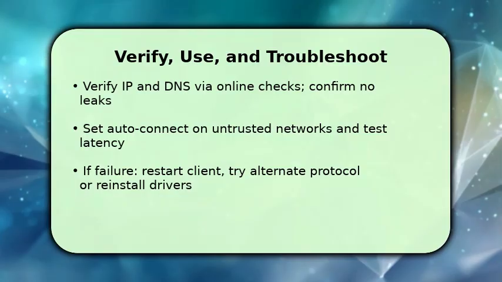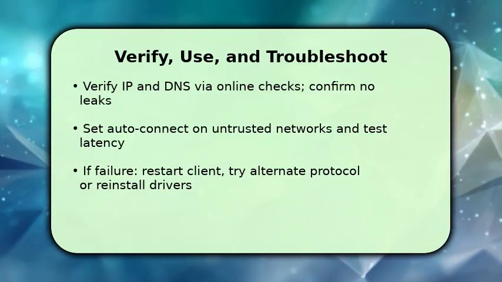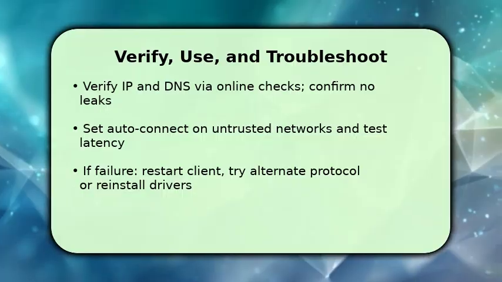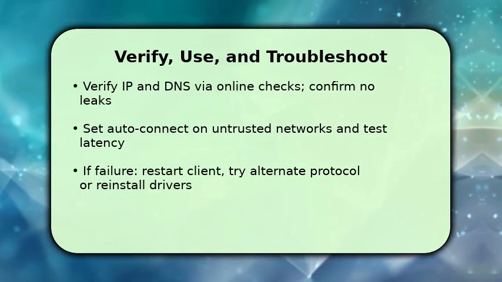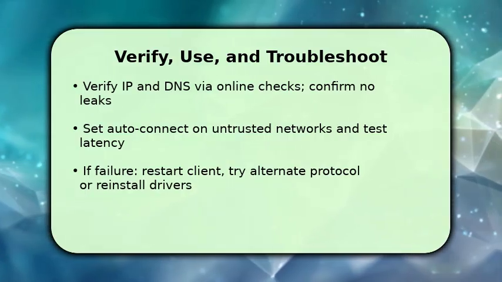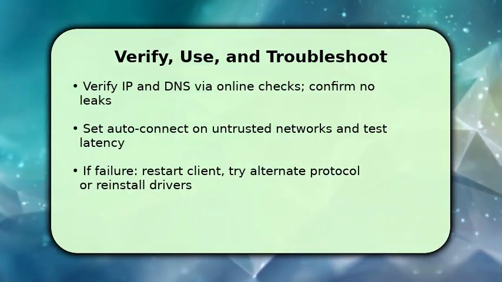You finish by verifying the VPN is protecting you. Check your public IP and DNS to confirm the address and resolver have changed. Once verified, make routine choices. Enable auto connect on untrusted networks and test latency for your regular tasks.